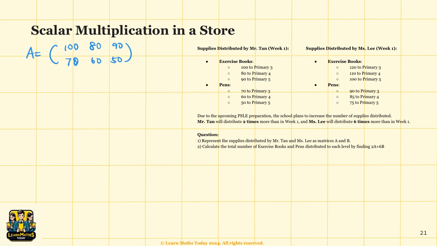And then for Mrs. Lee, let's define a matrix B, and we can have the first row as 120, 110 and 100 for the exercise books. Then we have 90, 85, 75.